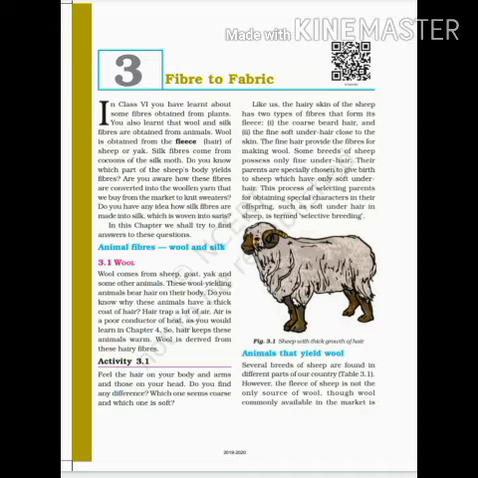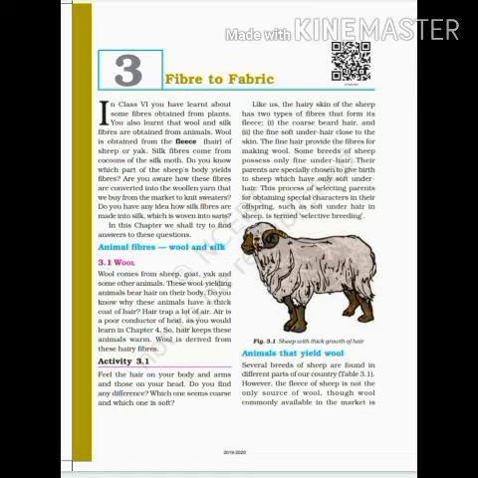We need clothes to protect us from heat, cold, rain, dust, etc. Do you know how these clothes are made? Clothes are woven from fibers like cotton, wool, silk, and other such fibers. These fibers can be natural or man-made. Man-made means synthetic, and natural means which we get naturally.